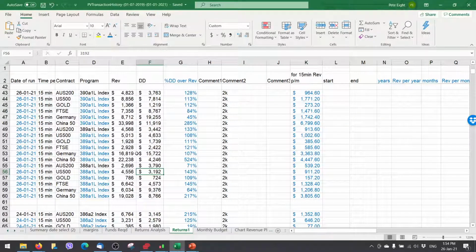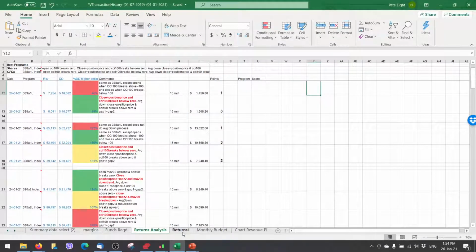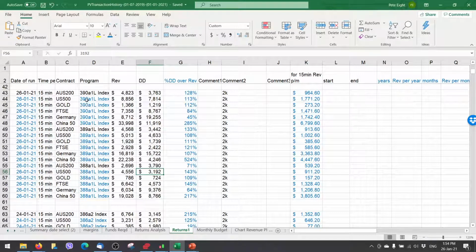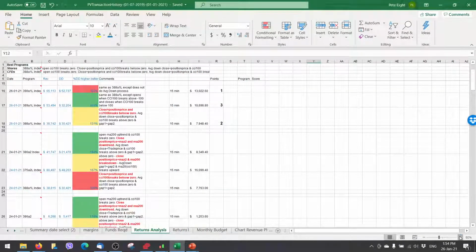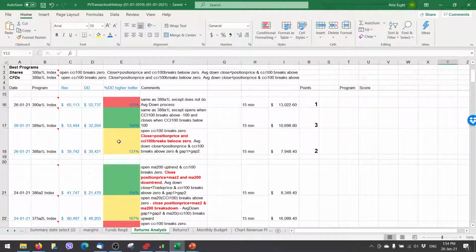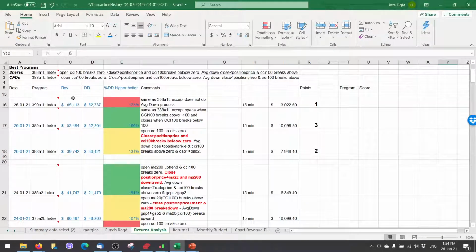Once we've recorded all those, this next chart, again we're looking here at the index version of it. You can see there the total revenue for all those indexes for the 390 program is what that represents. It was 65.13. If you look at that sum down here, 65.13. That's represented by that 65.13 there. It just sums it all up. The drawdown was 52,737.